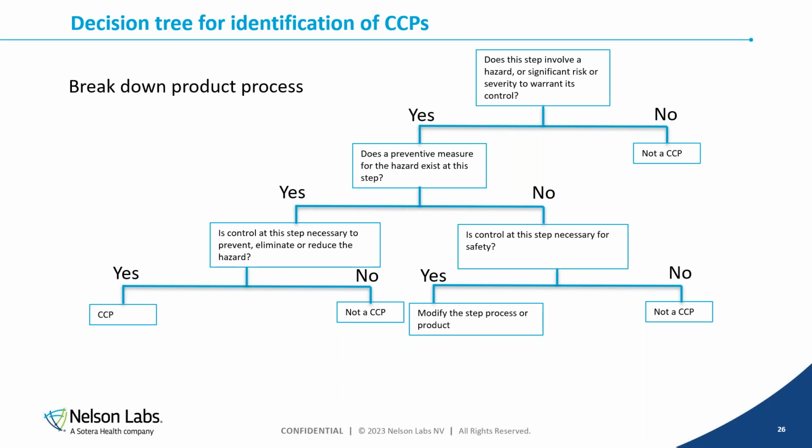If the answer is yes, you should investigate if you have preventive measures to perform some control so that this possible entrance of endotoxin does not go through the roof. If the answer is yes, you have preventive measures, you should ask yourself the question: is it necessary that I control this step to eliminate or reduce the hazard of this endotoxin concentration? And if the answer to this question is also yes, then this is identified as a critical control point.